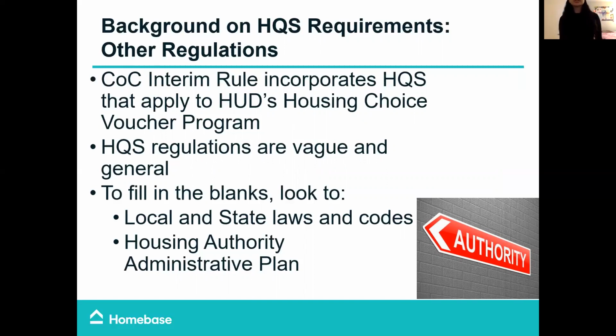Where they're under inclusive, to fill in the blanks, you'll want to look to local and state laws and codes and the Housing Authority's administrative plan. You want to be especially familiar with local and state laws and codes pertaining to lead-based paint safety, fire codes, carbon monoxide detectors, and water and temperature standards. When there's a discrepancy between local and state laws and codes and HQS pertaining to safety, you'll want to follow the stricter of the requirements.